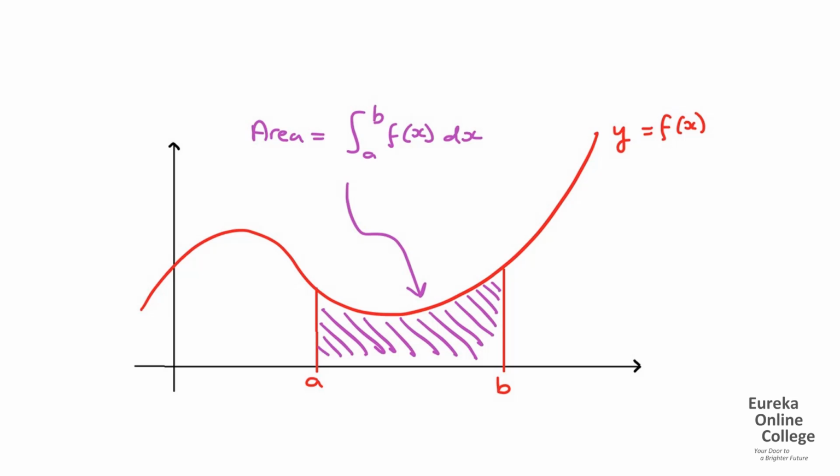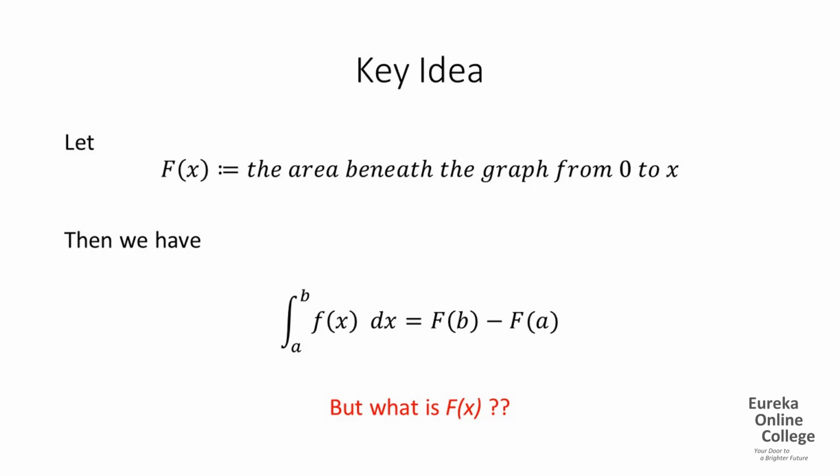That's going to be one of our simplifying assumptions. Obviously, we all know that when the curve dips below the x-axis, then we have to subtract the required amount of area. Okay, so how are we going to figure out what this area is?